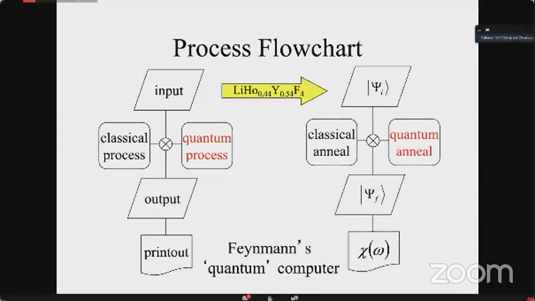The physical system is a dipolar coupled magnet, lithium holmium yttrium tetrafluoride. I will describe the properties of this material system shortly. But basically, you have an initial wave function, initial state. Say that you're in the paramagnet. You quench down into the ferromagnet, either through a classical annealing or quantum annealing protocol. And then you look at what the final state is, the final state wave function. And you do that through a measurement experimentally of the AC magnetic susceptibility.